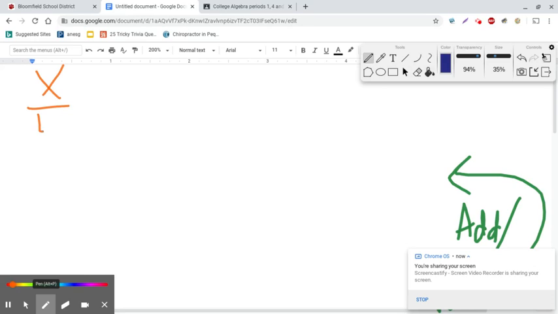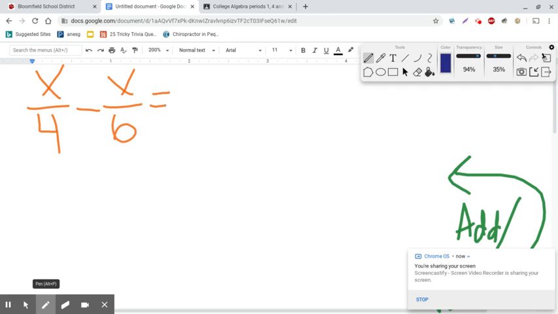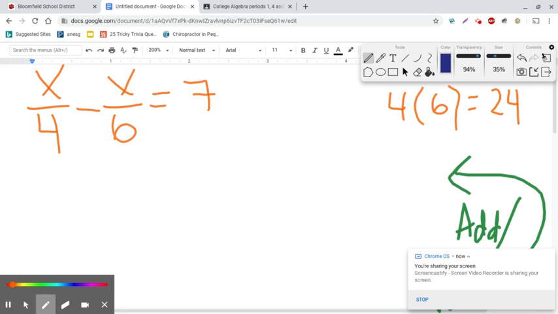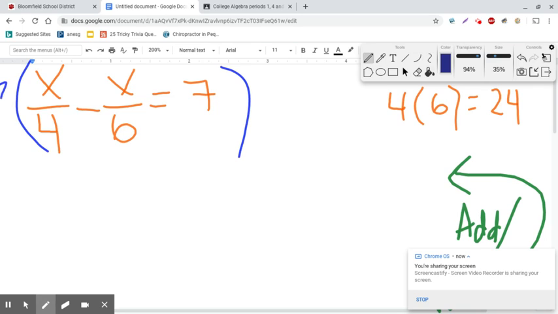X over 4 minus x over 6 equals 7. All right, so for this example, we want to solve for x. So guys, we're doing the exact same thing we were doing last time. We're taking our two denominators, which is 4 and 6, and we're going to multiply them by each other. 4 times 6 gives us 24, which means that we are now going to multiply everything by 24.